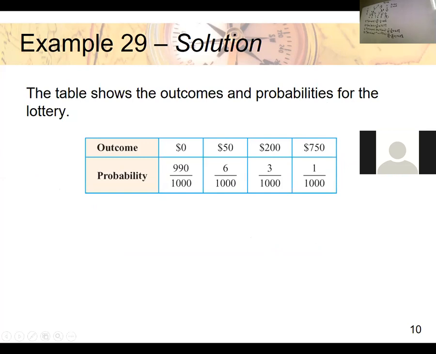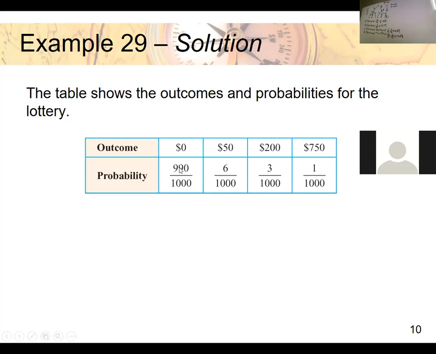So in this case, here's a table that shows the outcomes and their associated probabilities for that lottery. Now it does say that there is one ticket that pays $750. So the probability of winning $750 will be 1 out of 1,000, because it sells 1,000 tickets. For $200, there are 3 winning tickets that pay $200 each. So that's why it's 3 out of 1,000 for that probability of winning a $200 payout. And for winning $50, there's 6 tickets that pay $50 each. That's 6 out of 1,000.